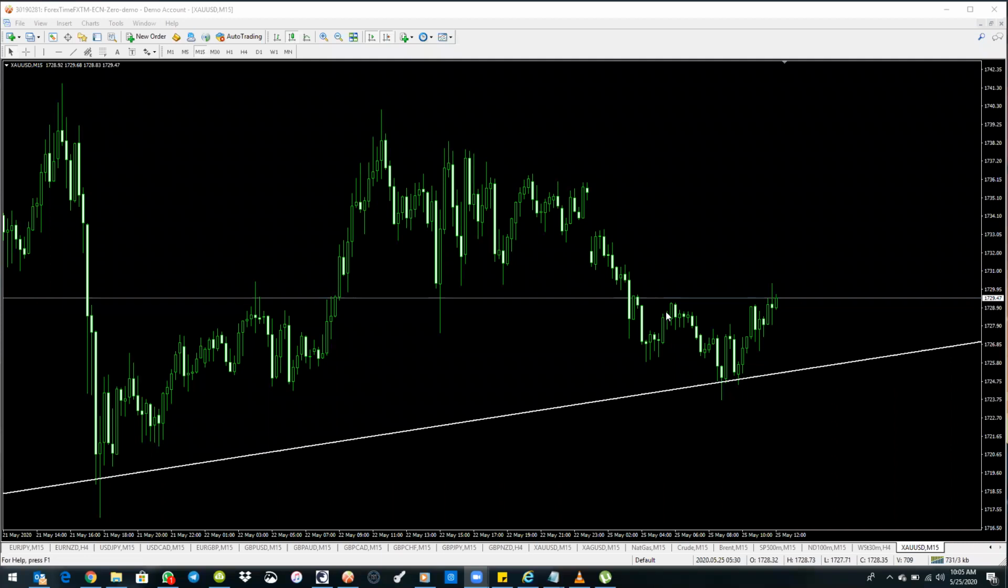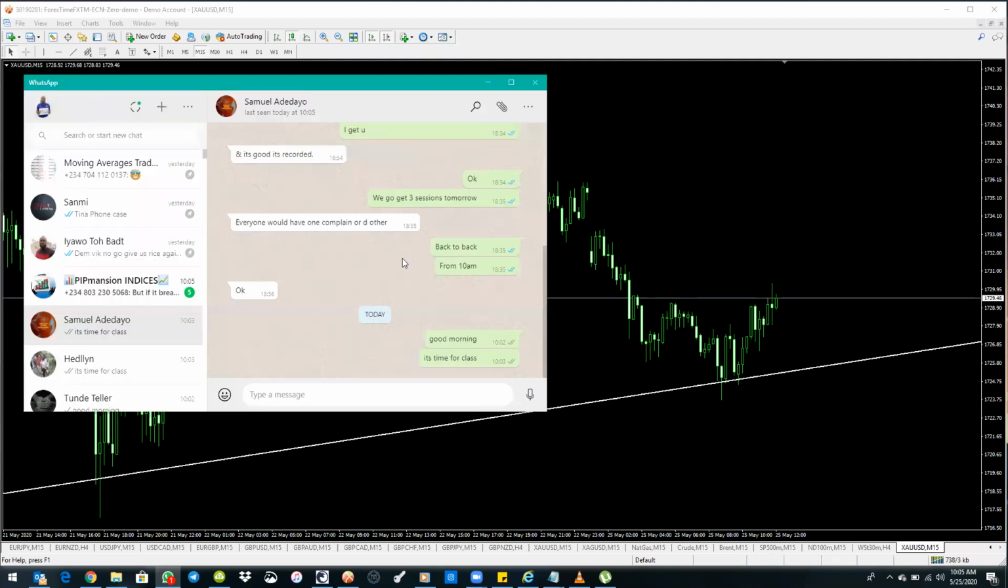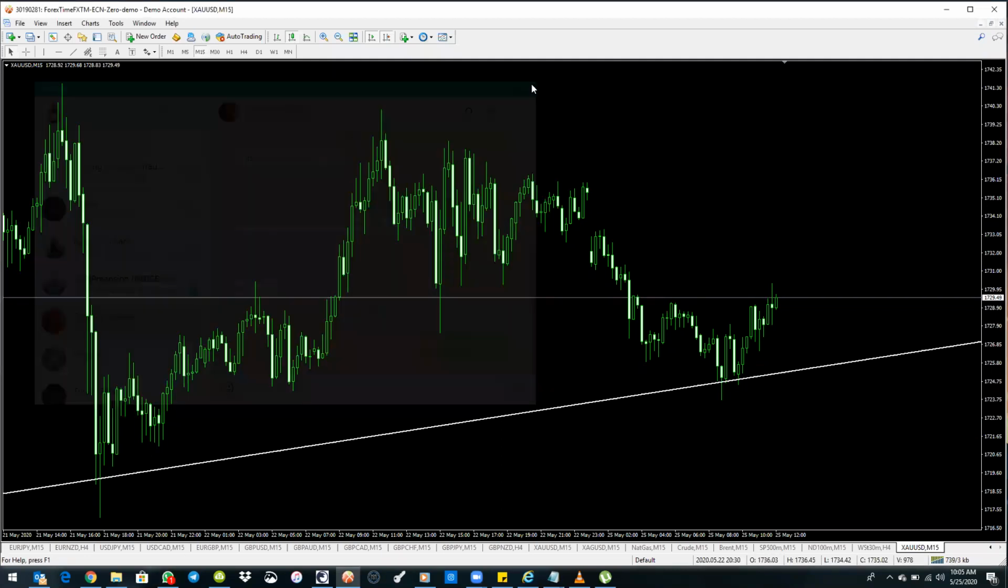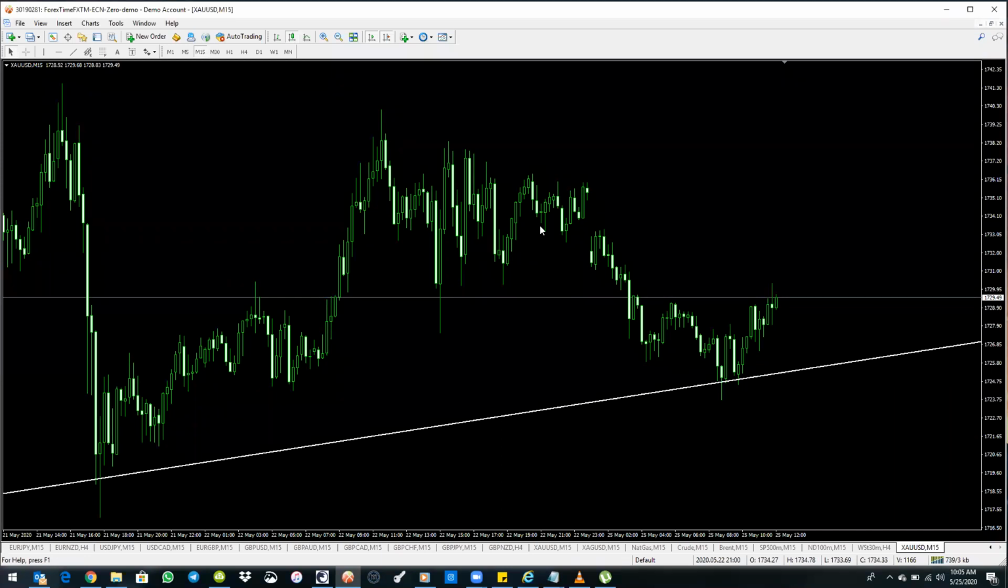Okay, so we are going to be going a little bit deeper in today's classes. We are going to be looking at trading with some indicators, right? There are 1,001 indicators out there.